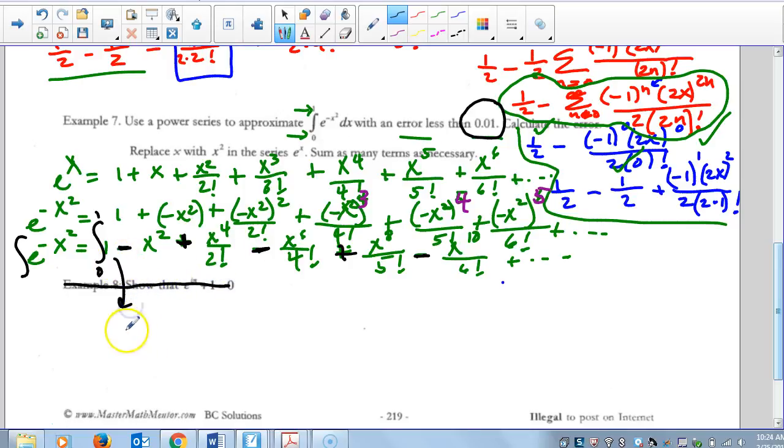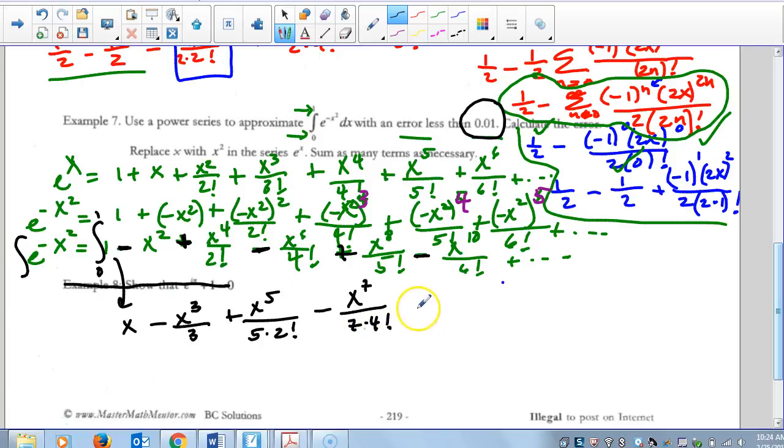So when I integrate this term by term, it's x minus x cubed over 3 plus x to the 5th over 5 times 2 factorial minus x to the 7th over 7 times 4 factorial. And this is the advantage to actually writing these out instead of just trying to do it in squished form. X to the 7th. Did I just do that? I did. I meant x to the 9th.